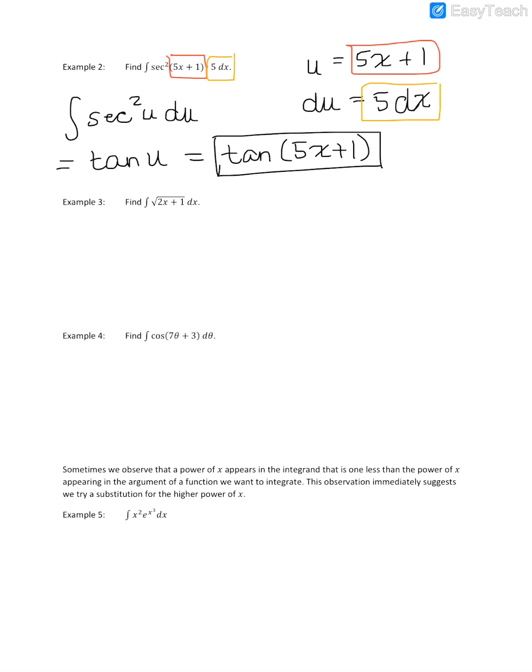All right, let's try number 3. If this was just x to the 1/2, I could easily do the integral of that, right? I add 1 to the 1/2, and I multiply by the reciprocal of the exponent. But the problem here is that I have a 2x plus 1. So this becomes sort of a chain rule situation, and remember, we don't know how to do that for integrals. If this was a derivative, absolutely no problem. But for integrals, we don't know how to handle that.